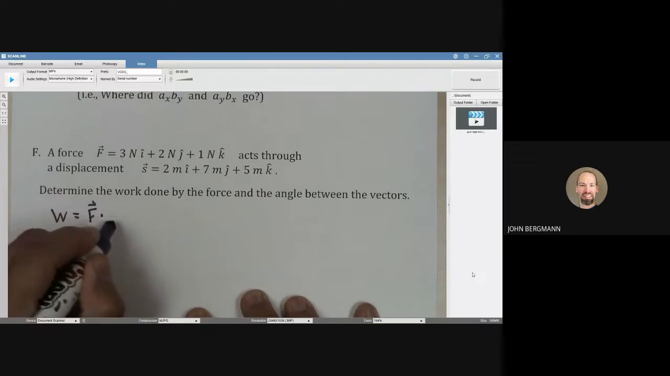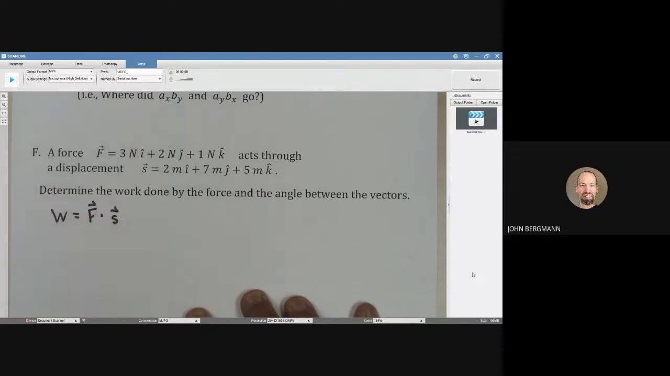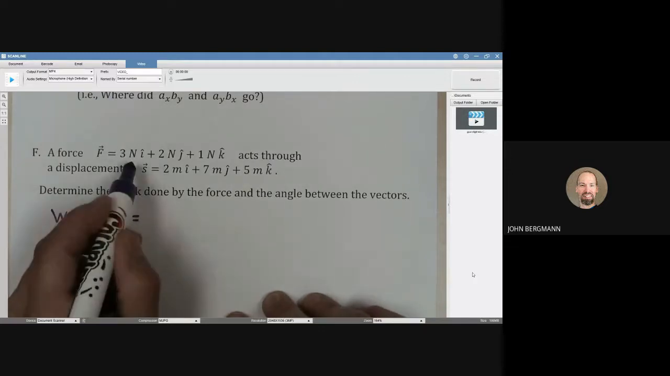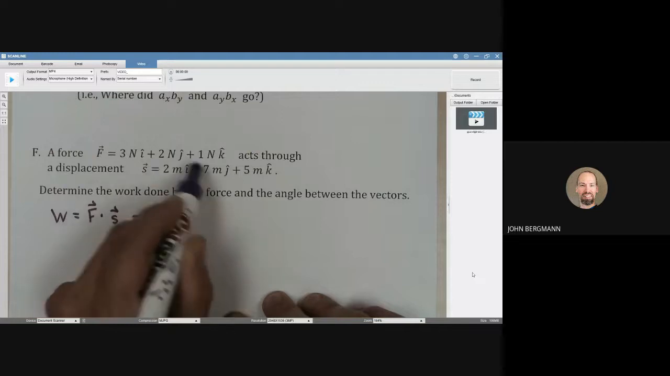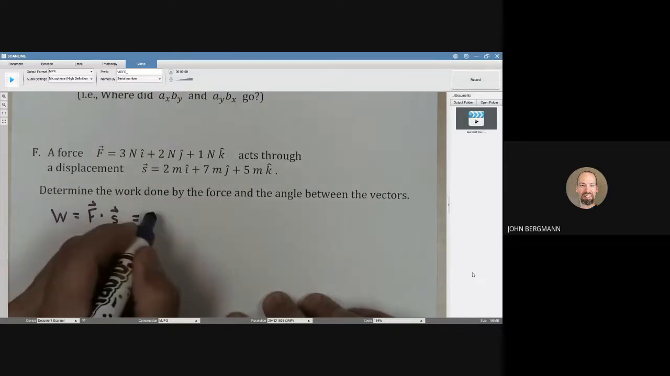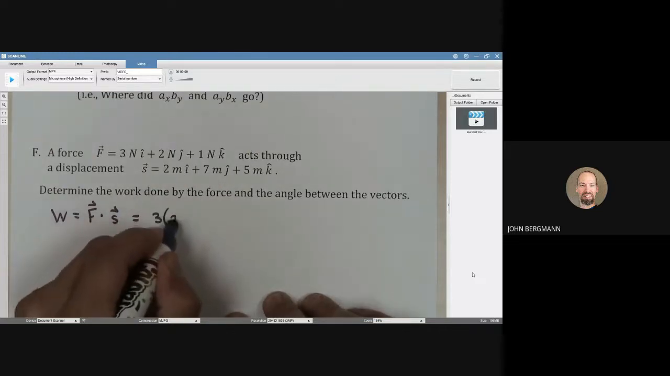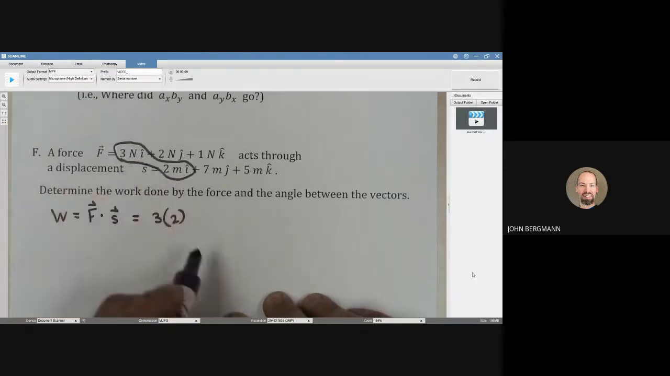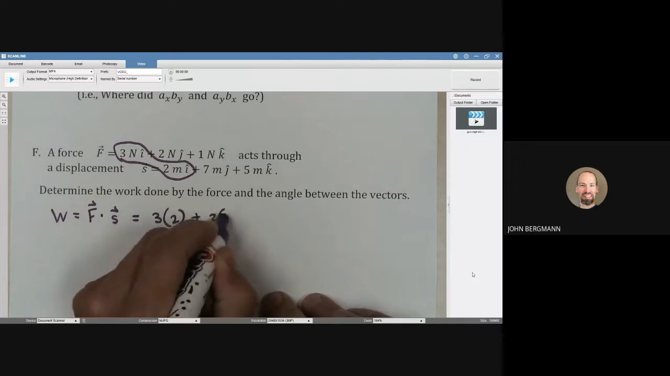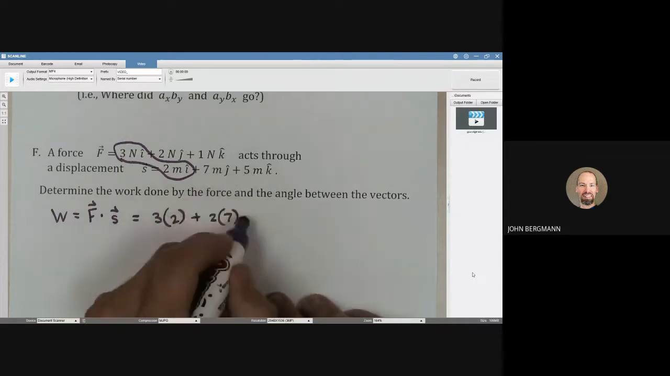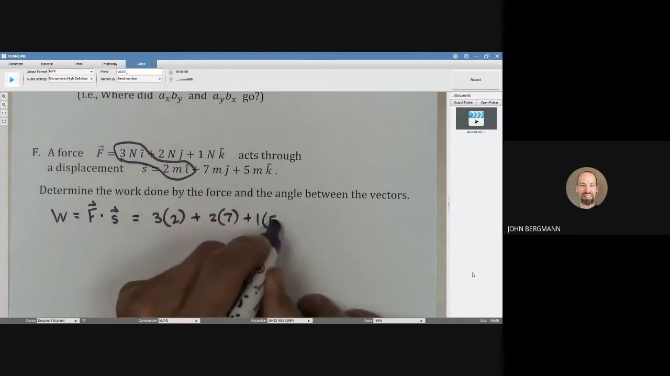I could put a d here. If I want to put s, I can do that. Sometimes s is used for displacement. So what we want to do is take the i hat components for both of these multiplied together, then the j hats, then the k hats. Something like this. 3 times 2, there are the i hats, and then the j hats are 2 times 7, and then the k hats are 1 times 5.